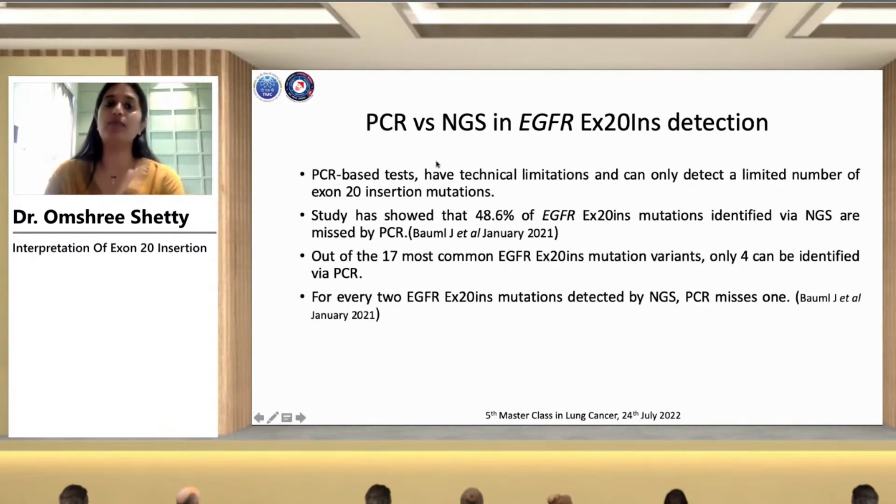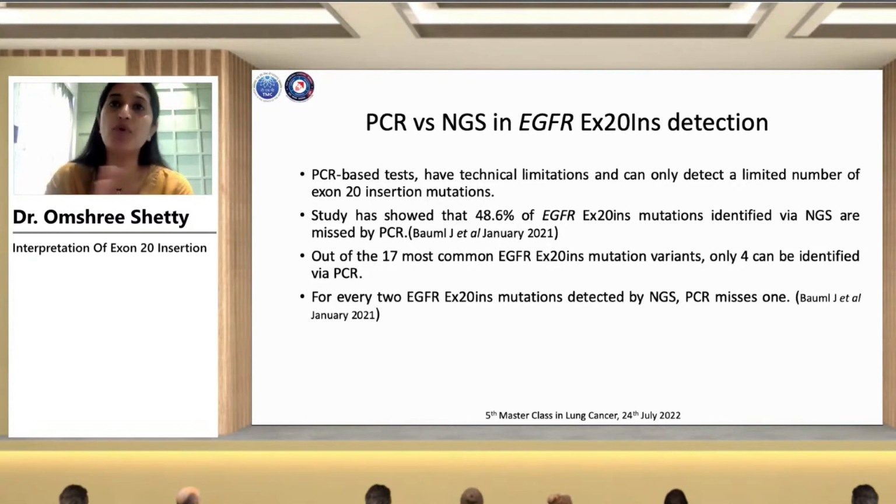Then it comes to choosing between PCR and NGS. Definitely NGS has the upper hand. PCR-based tests, as I already mentioned, and Dr. Tripti also mentioned, have technical limitations and can only detect a limited number of mutations. In fact, there have been studies which showed that nearly 50% of the exon 20 insertion mutations missed by PCR have been picked up by NGS.